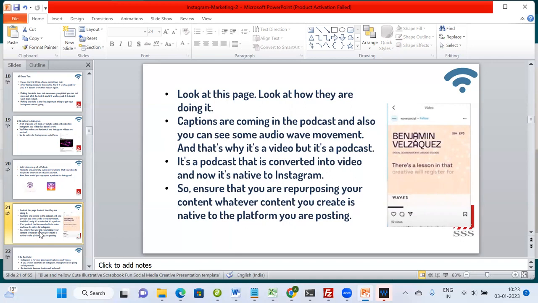So ensure that you're repurposing your content. Whatever content you're creating should be native to the platform you're posting on. As I just mentioned, if your video is for YouTube, then don't put that video directly on Instagram, but you can use some third-party apps to convert or edit it according to the requirements of Instagram.